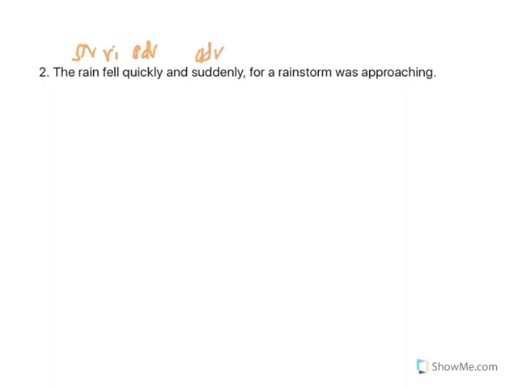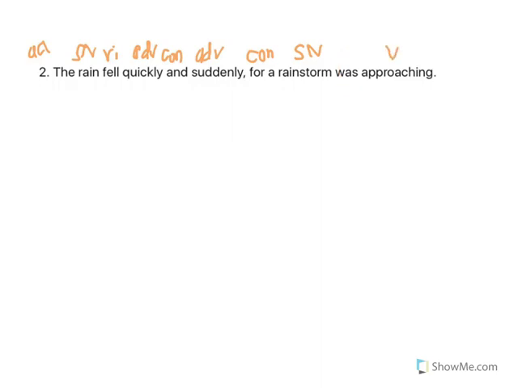The is actually going to be an article adjective modifying rain. And is of course going to be a conjunction here. For, this is also going to be a conjunction. This is one of our fanboys. Rainstorm is going to be another subject. That's what's performing the action. And was approaching here is going to be a verb phrase.